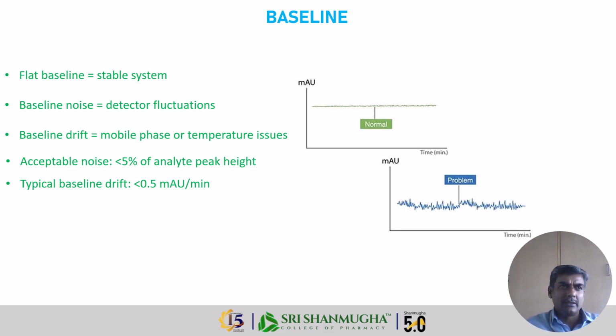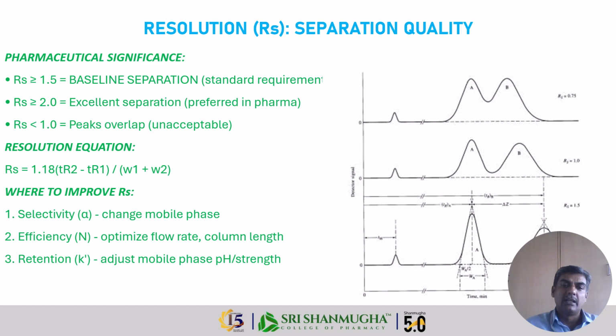We can see that acceptable noise is less than 5% of the analyzed peak height. If you are considering the peak height, up to what level can we accept the noise? Less than 5% of that analyzed peak height. Typical baseline drift can be less than 0.5 mAU per minute. If the baseline is in this range, then we can consider that baseline as the normal baseline.